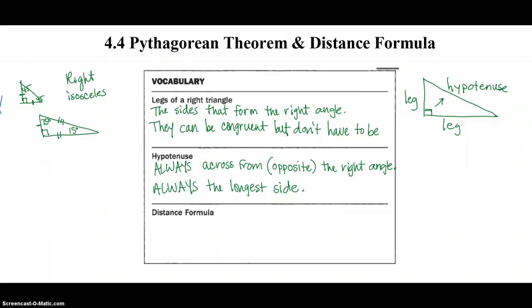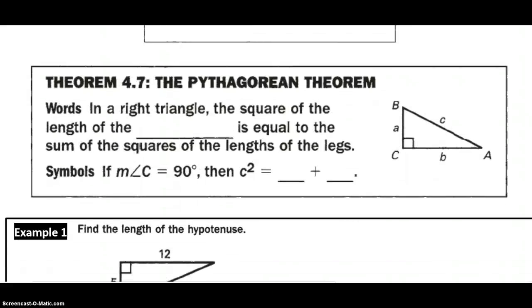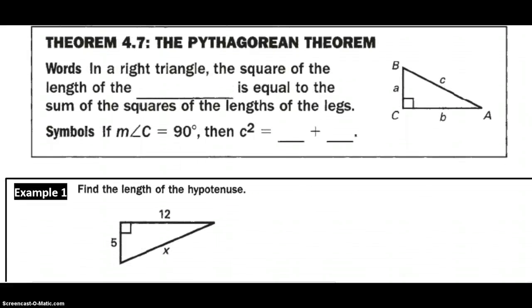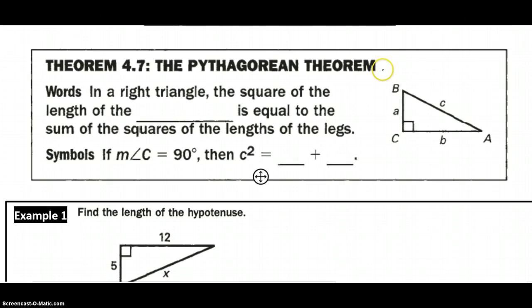Okay, I am going to skip the distance formula for just right now, and I will come back to the distance formula when we need it, okay? But for now, I'm going to go ahead and move down to the Pythagorean theorem. The Pythagorean theorem is only for right triangles. Nothing else.